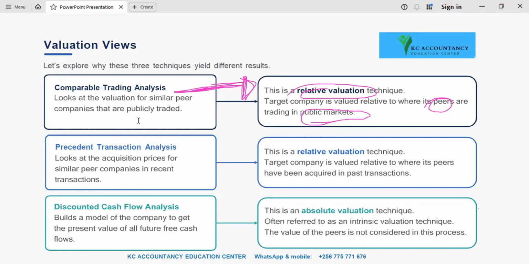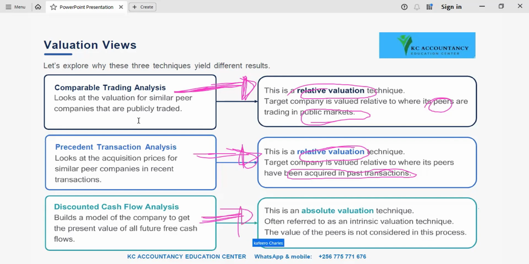Now, similarly, the precedent transaction analysis is also a relative valuation technique. In this technique, the target company is valued relative to where the peers have been acquired in the past. They look at the acquisition transactions or acquisition prices.